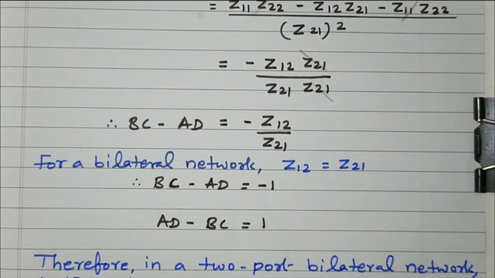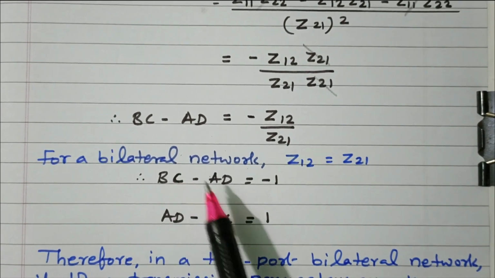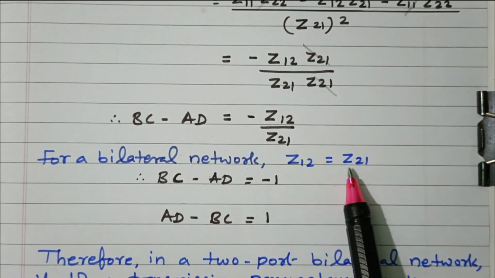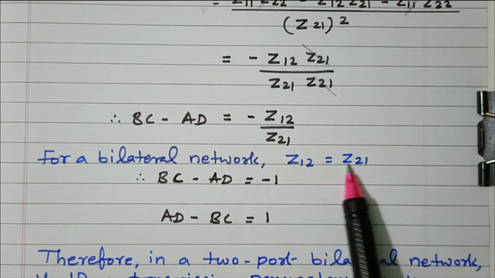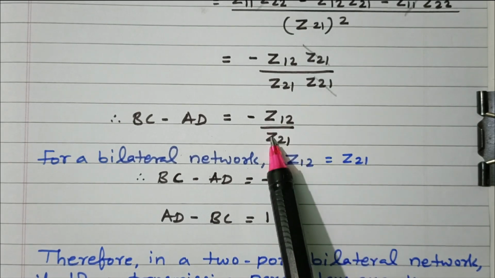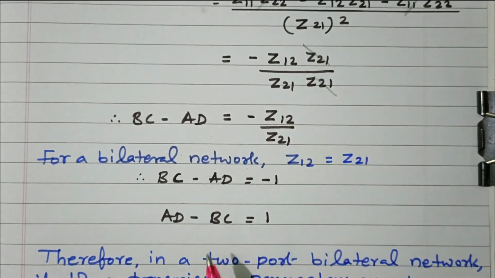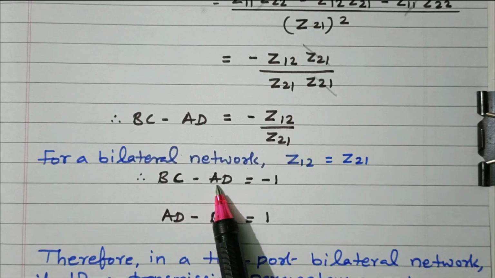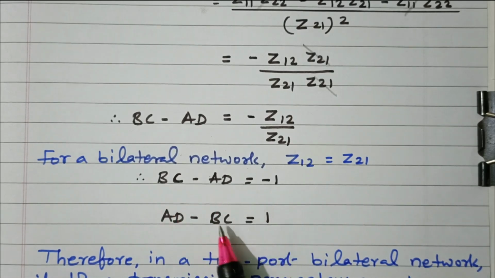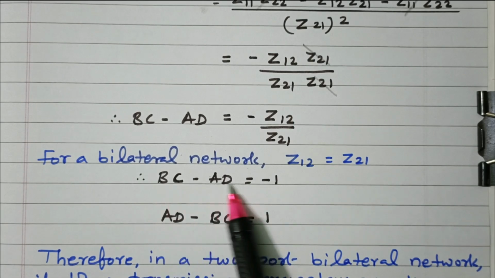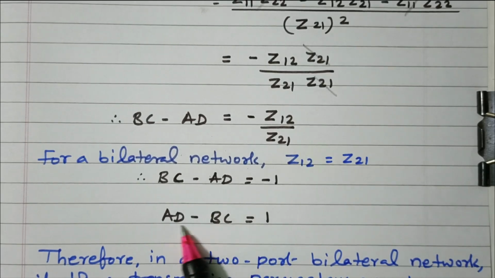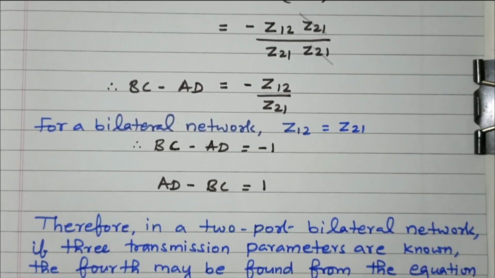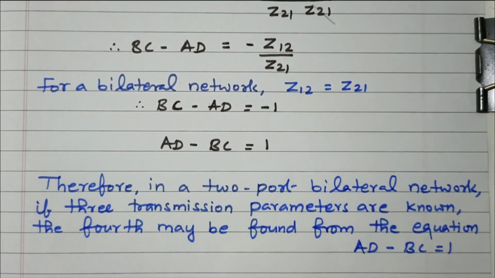Right. In case of a bilateral network, there is a condition that Z12 equal to Z21. In a bilateral network, both are equal. So these two values are equal. So it becomes minus 1. So BC minus AD equal to minus 1. So we multiply with negative in each term, so that AD minus BC equal to 1. AD minus BC equal to 1. Finally we got this value. What is that? AD minus BC equal to 1.